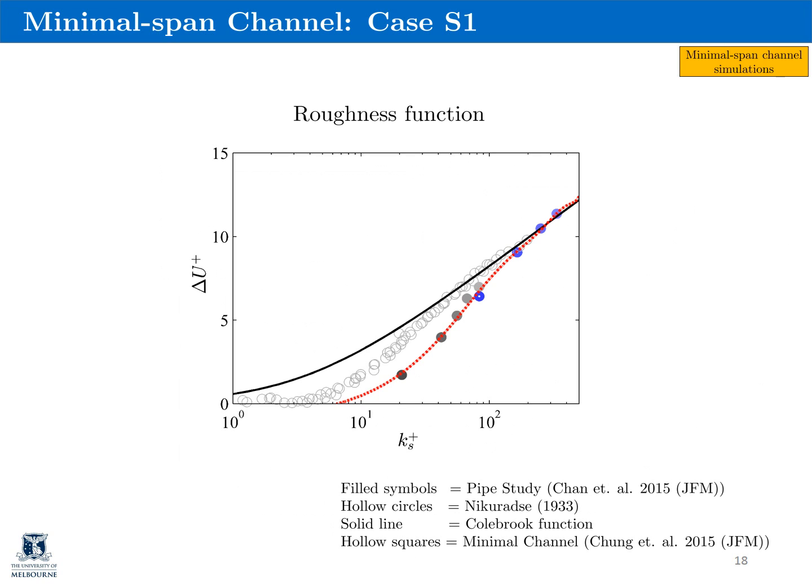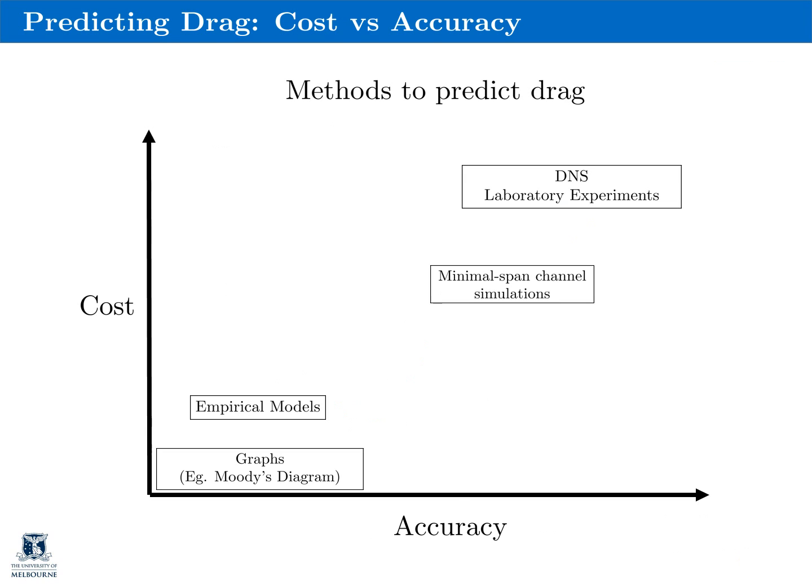This is the roughness function plotted against the equivalent sand-grain roughness height, and you can see that the roughness function of the minimal span channel lies very closely to the roughness function of the pipe simulations. To conclude, we have shown that minimal span channel simulations are able to accurately predict the drag of a rough surface at a fraction of the computational cost required to simulate a full span channel.